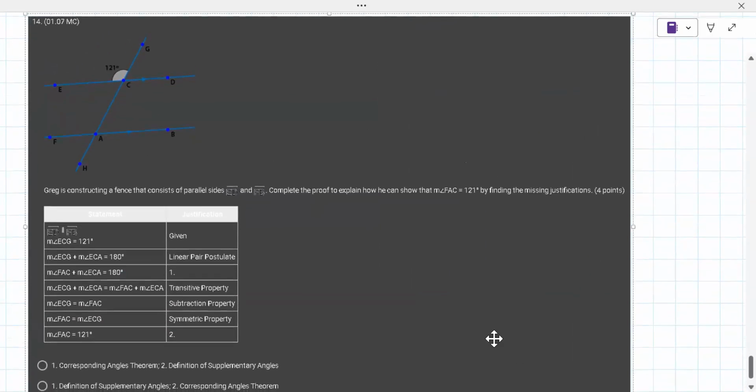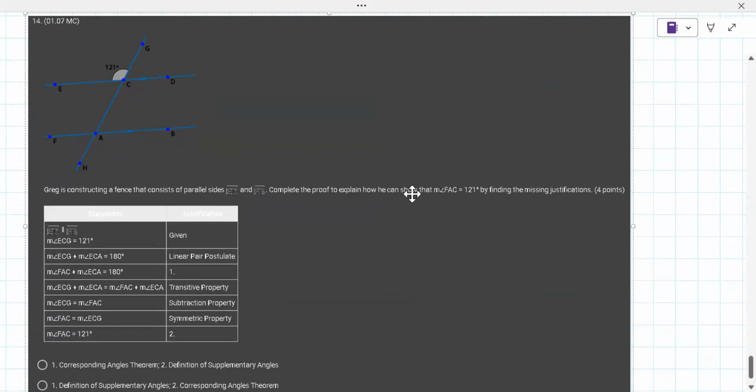All right, so this problem does have parallel lines. We do unfortunately have to read all of this to make sure we get all this right. Okay, Greg is constructing a fence that consists of parallel sides ED and FB. So ED is this one here. FB is here. They're parallel. That's what the little arrows mean.